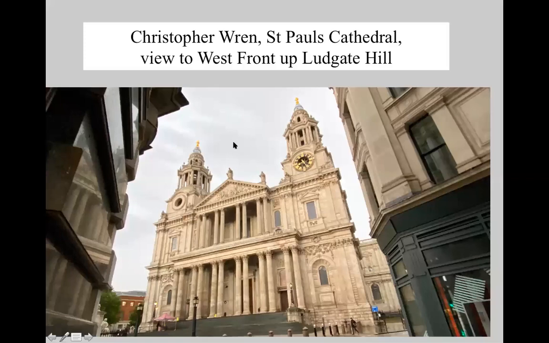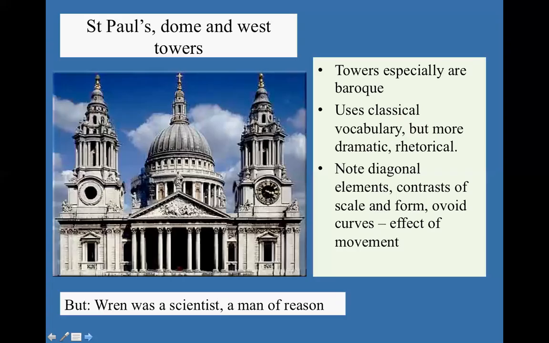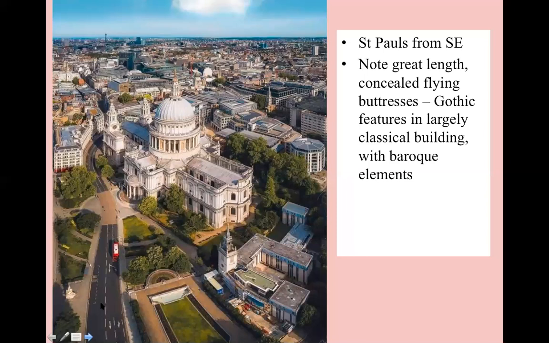And so here, Christopher Wren's great achievement, St. Paul's Cathedral, which is a kind of mixture of Renaissance and Baroque design. The pediment, the temple front, is more classical, more Renaissance, and the towers with the diagonal emphasis are Baroque. Extremely impressive building. You see the great length.